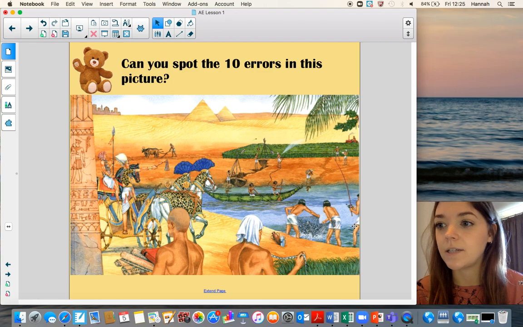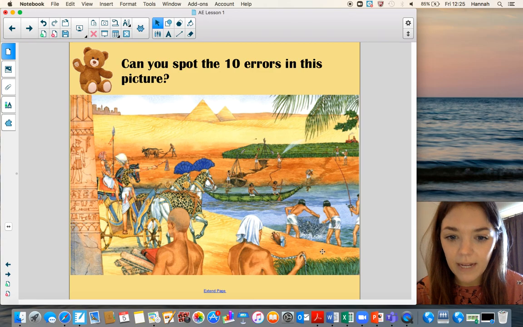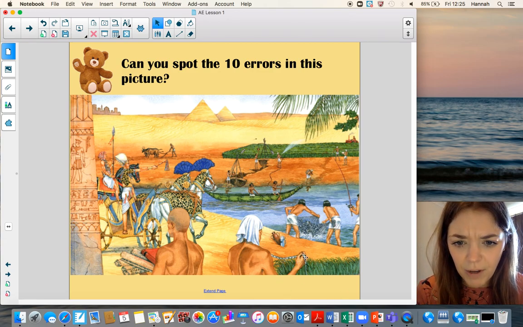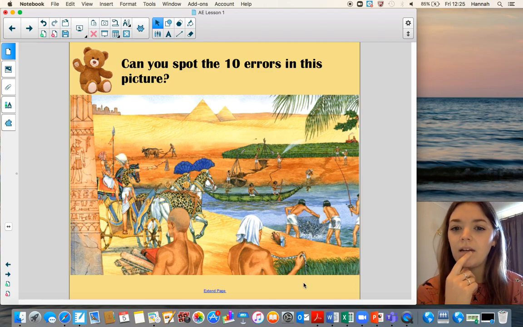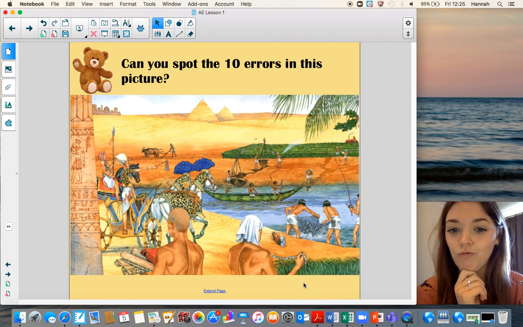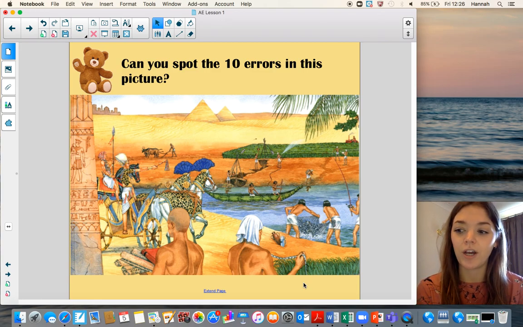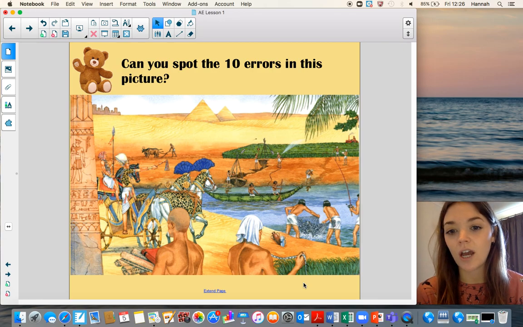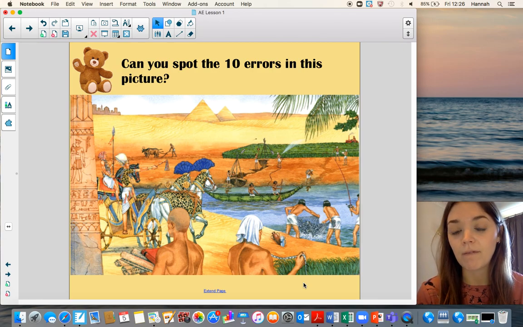Number 9, so our 9th error is down here. So he is using a tape measure. Do you think they would have had tape measures 5,000 years ago, 3,000 years before Jesus was even born? No, so they used to use ropes, just a simple rope to measure their crops rather than a tape measure, and measuring the crops would help determine how much tax a farmer would have to pay the Pharaoh.